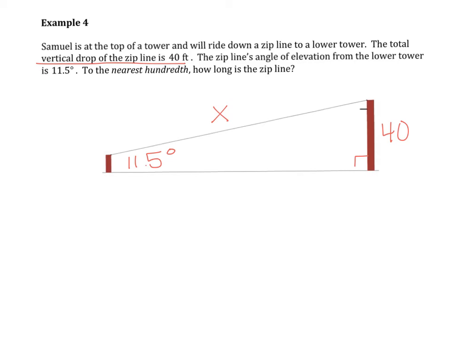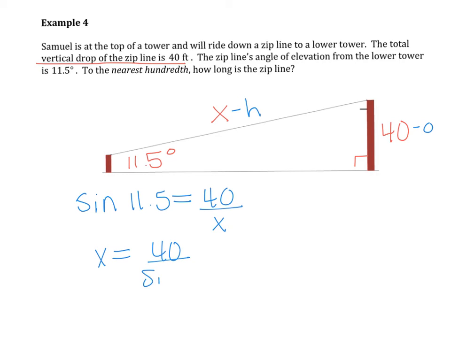Here's my right angle. So from the given angle, if you look across, we have the opposite side of 40. Opposite the 90-degree angle is the hypotenuse, so that means we're dealing with the sine function. So sine of 11.5 degrees is equal to opposite 40 over the hypotenuse x. So since x is in the denominator, I'm going to do a switcheroo and have x is equal to 40 divided by sine 11.5. Go ahead and plug this into your calculator now.